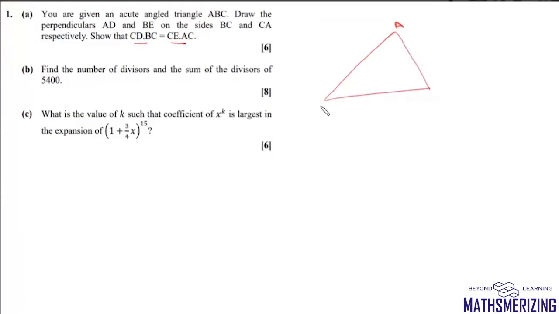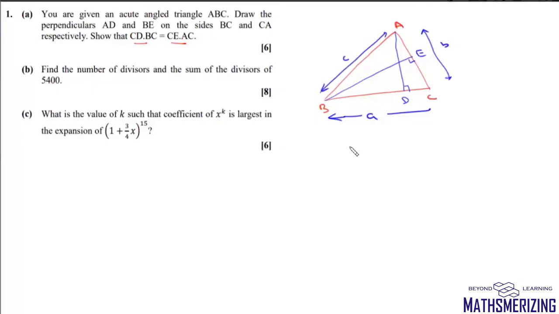ABC, and then we draw perpendiculars from A and from B. Now this is AD and the other one is BE. Now we need to show that CD into BC is equal to CE into AC. Now we know that the length of this side is A, the length of this side is B, and the length of this side is C.